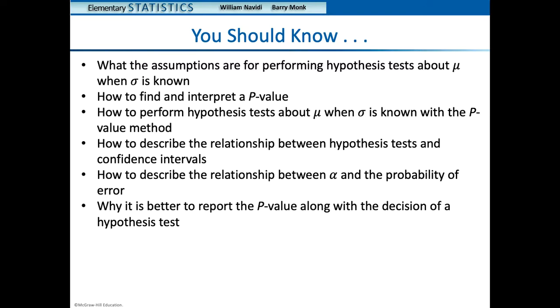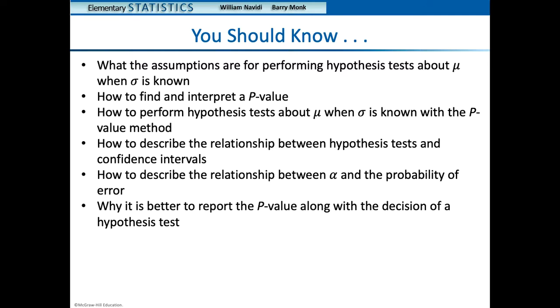So that wraps up this section, right? We've gone over the basics of the p-value and how to perform hypothesis tests about mu when sigma is known with the p-value method. We've looked at the relationship between hypothesis tests and confidence intervals, the relationship between alpha and the probability of error, and the good practice of reporting the p-value.